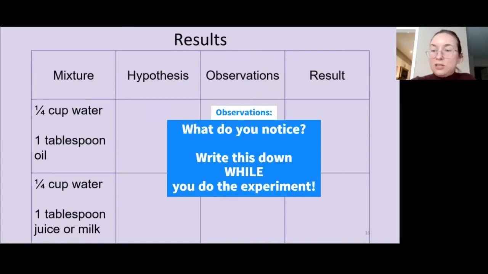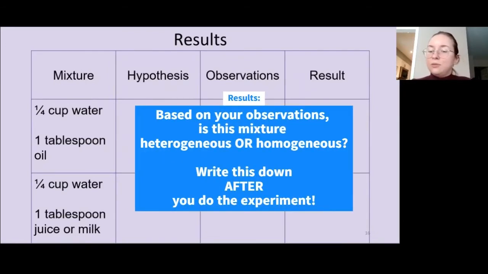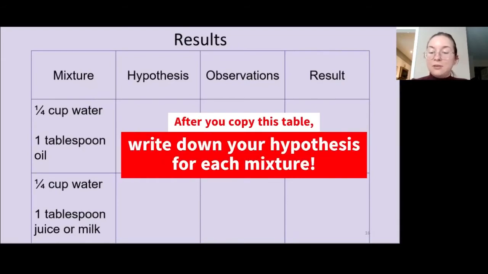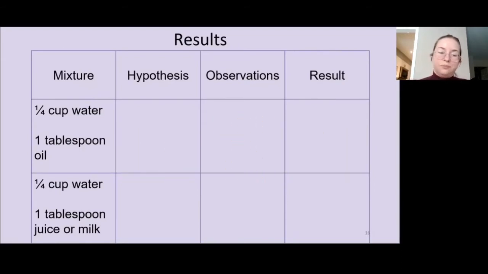Our observations will be what you see when we're doing the experiment. So are there any bubbles? Are there layers forming? Anything changing or unusual, really? And our results will just be whether the mixture is heterogeneous or homogeneous. So just take a minute to pause and write down the table and the hypothesis for each mixture.